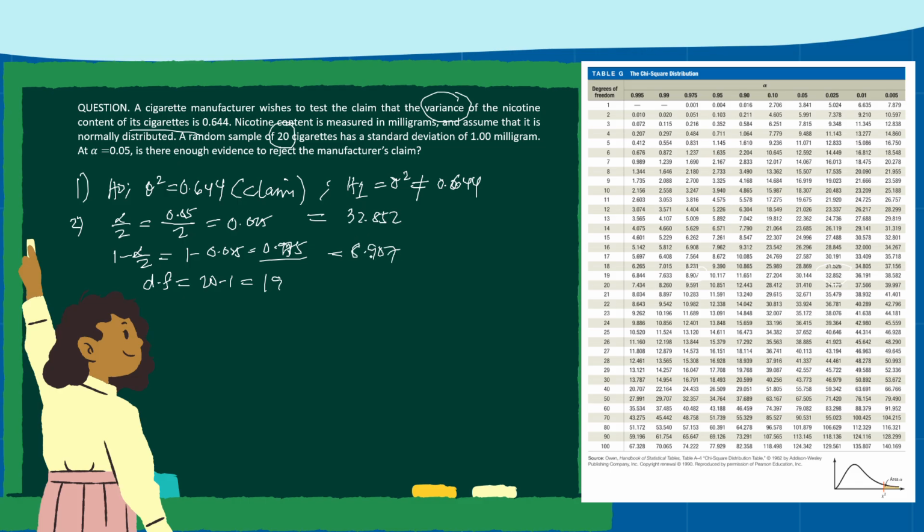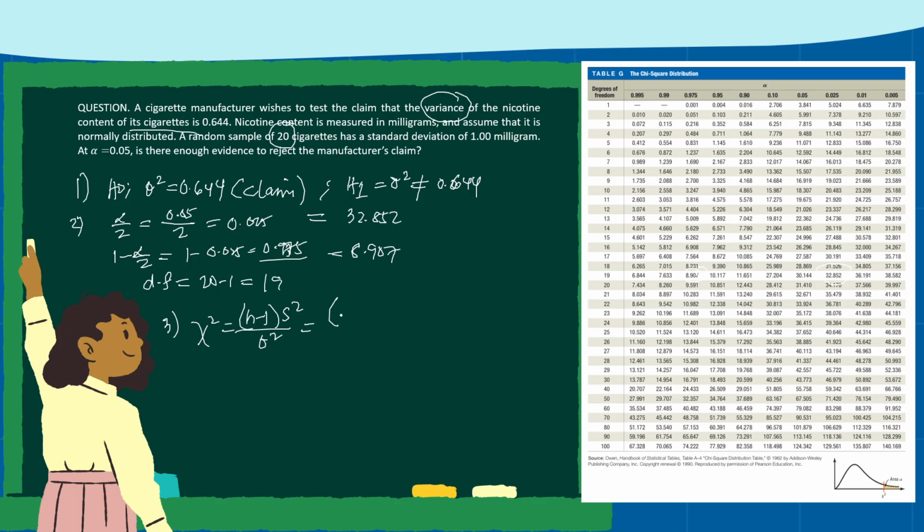8.907. So these are the critical values that we found after dividing alpha by 2 and subtracting from 1 minus the alpha. So next, we have to compute the test value. How to compute the test value? We have chi-square is equal to n minus 1 times s squared over the population variance.